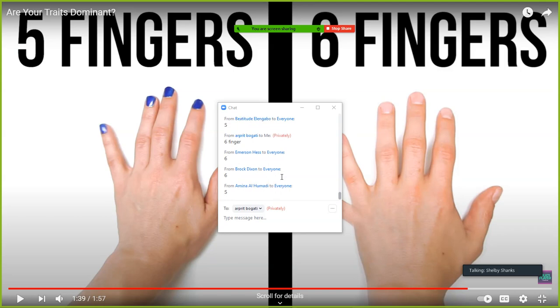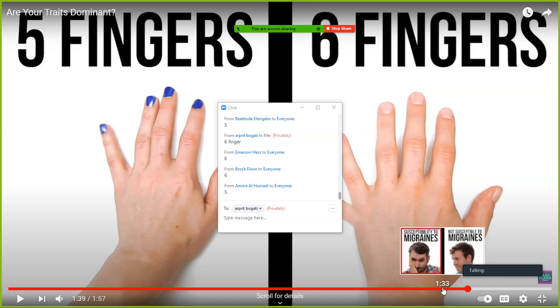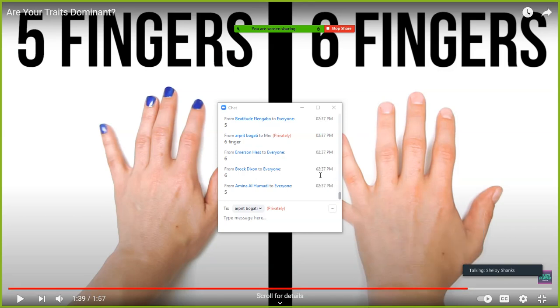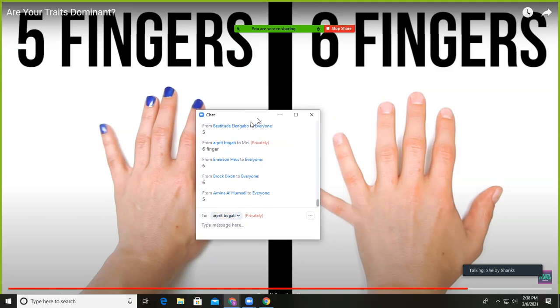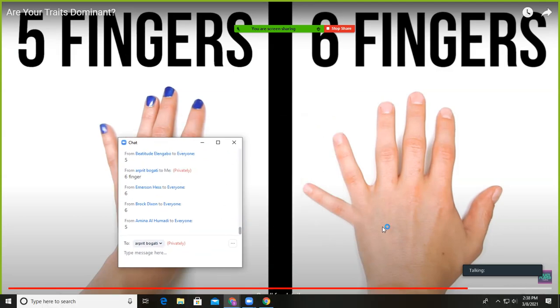I got 5, 5, 6, 5, 6, 6. Right on the last one, it lagged really bad for me. What'd you say, Katie? The video on the last one, which one was right? Susceptible to migraines. Also, it's such a bad Photoshop job. It's so bad. Oh, that really is. I just noticed that. That's pretty funny.